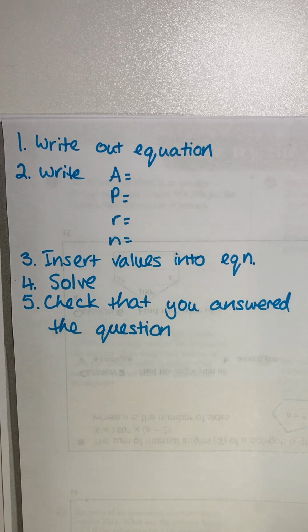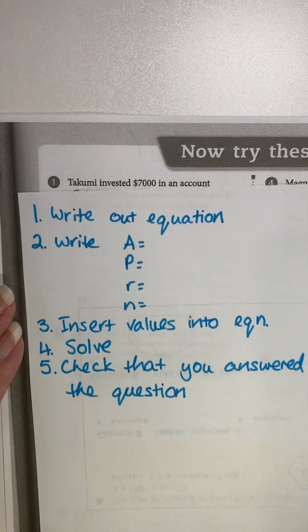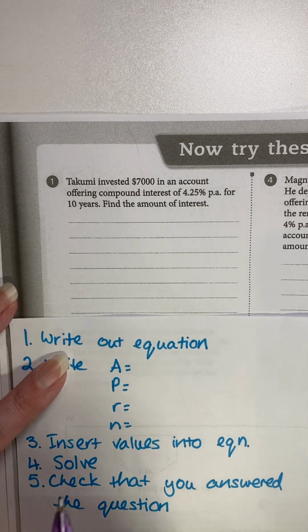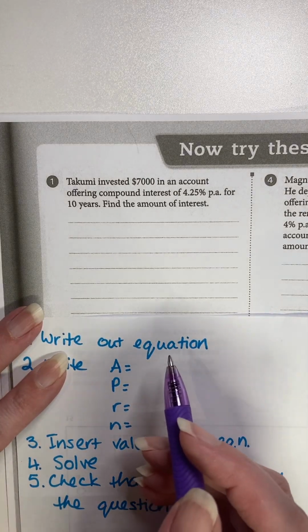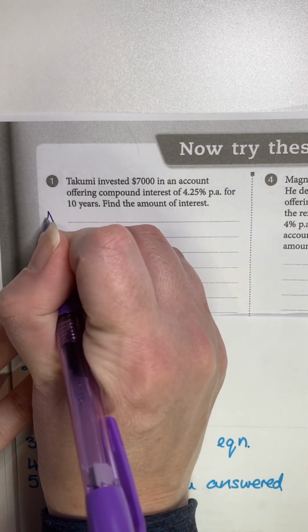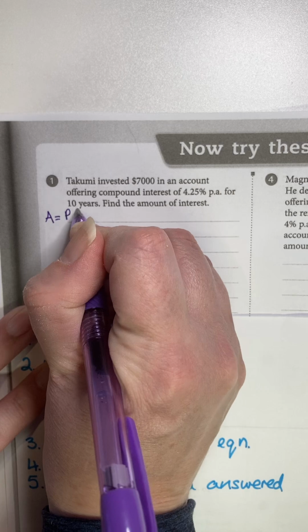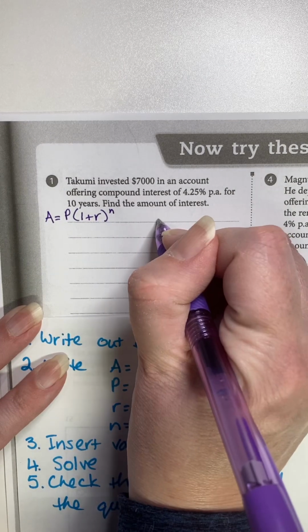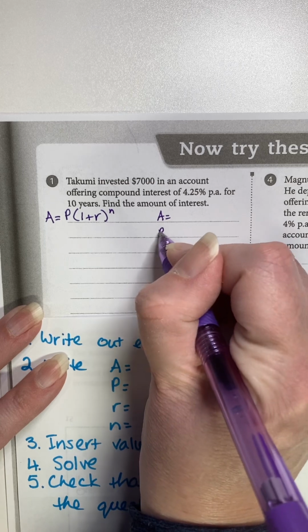Okay, so this one here is from a book called Problem Solving Workbook. It's published by Excel. So my first step, I write out here, my amount equals principal times 1 plus R to the N. And then this side, I'll write my variables.